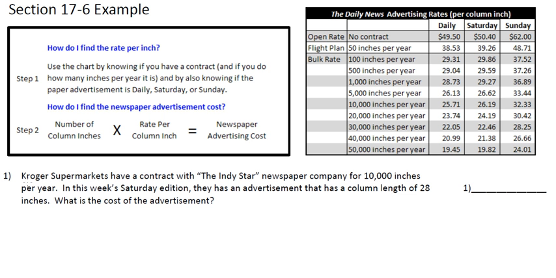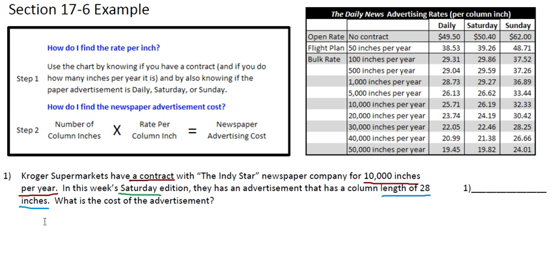Kroger supermarkets have a contract. That's nice. They have a contract with the Indy Star newspaper company for 10,000 inches per year. So once again, they have a contract for 10,000 inches per year. In this week's Saturday edition, they have an advertisement that has a column length of 28 inches. What is the cost of the advertisement?